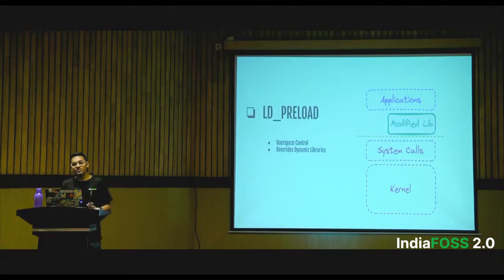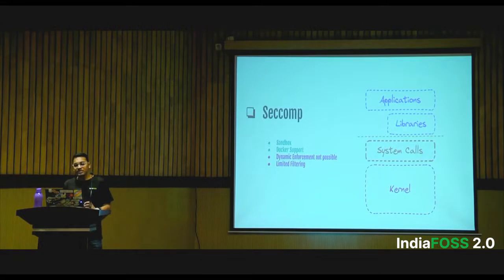We have LD_PRELOAD, which acts as a user space control and overrides the dynamic libraries that each and every application tries to access. But the issue is that applications which are built with Go and similar languages do not use shared libraries at all. They have their own statically linked binaries, and so they do not go through LD_PRELOAD at all. And thus, the attacker can leverage it here. Then we have seccomp. Seccomp sandboxes applications. It is also supported by Docker. But the issue is that it's pretty strict. We have limited filtering options, and dynamic enforcement is not possible.